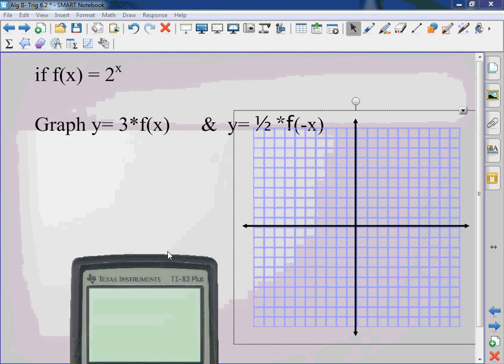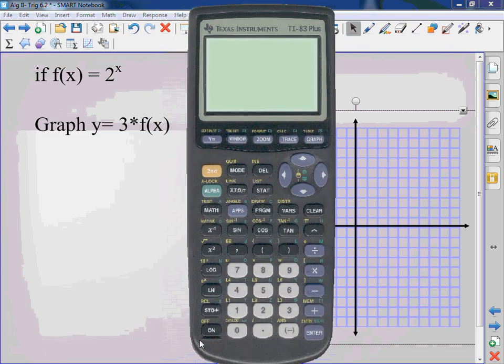For the first graph, here's the original one. The original one was 2 to the x. There's the graph. Now, if I take this and do 3 times 2 to the x, what happens? What happened to your numbers? It tripled the numbers. So look at the graph. What happens to my graph? It's bigger, faster. It's 3 times bigger.